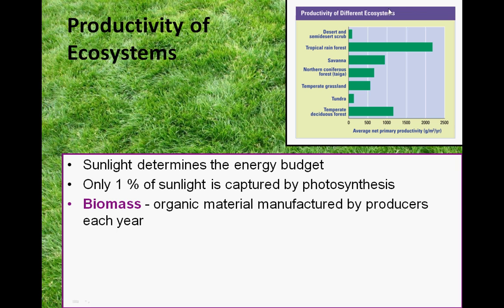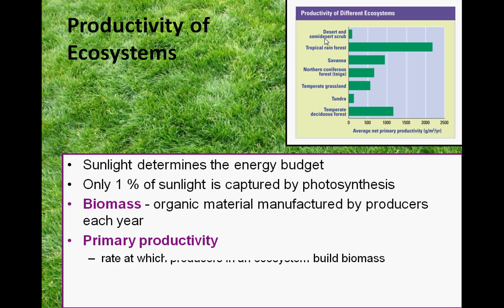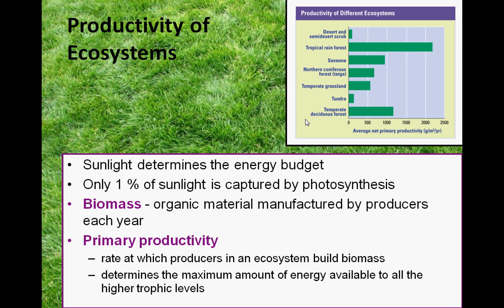And so you can see here that tropical rainforests obviously have a very diverse amount of vegetation, of photosynthetic plants, whereas something like the desert clearly does not. And that's what we determine when we determine productivity, the rate at which the producers build food. And obviously that determines how much energy will be available to any of the other levels that are above it, because if there's not that many plants, there's not going to be enough food to sustain everybody all the way up the food chain.